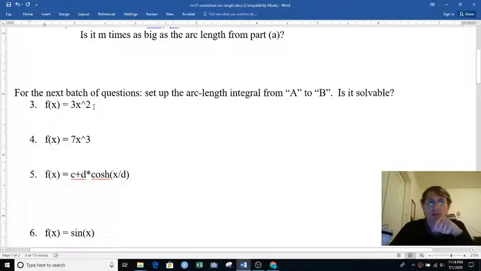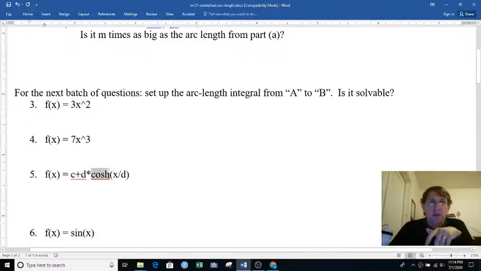And then here's a bunch that are fairly straightforward to set up, at least they start straightforward to set up, but it turns out actually doing the integrals gets really nasty and in some cases impossible. That's why I'm asking, is it solvable? So you could kind of try, but don't spend too long trying. So arc length of a parabola seems like it would be kind of an important thing to compute sometimes. Arc length of a cubic, I don't know.